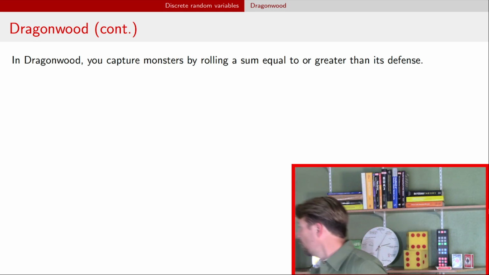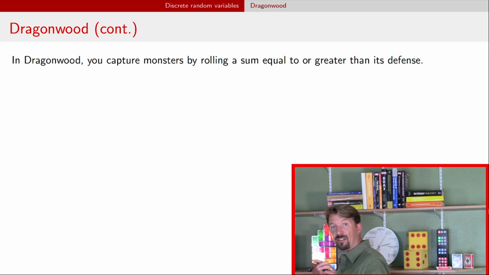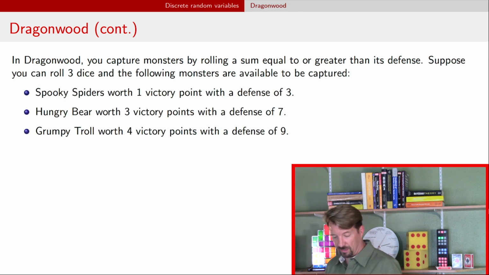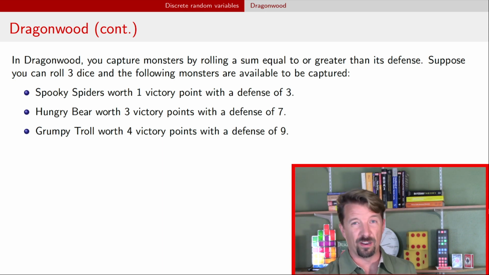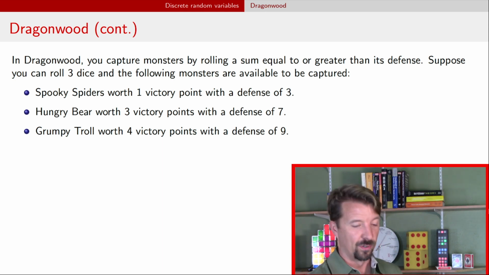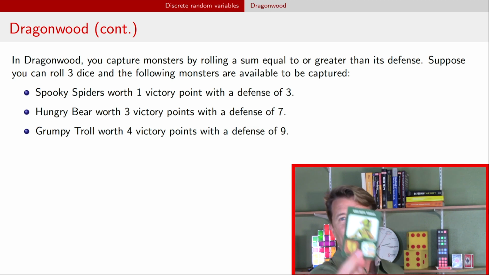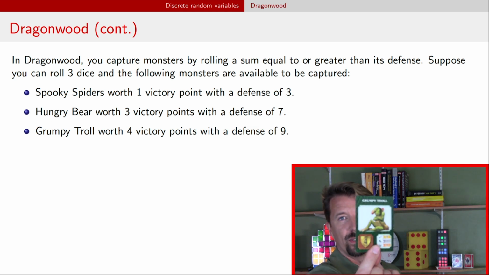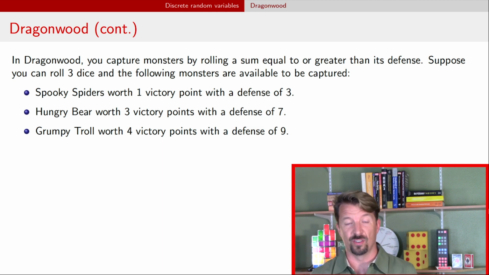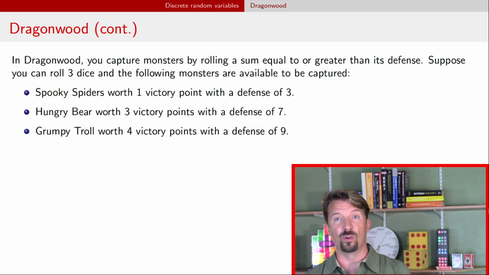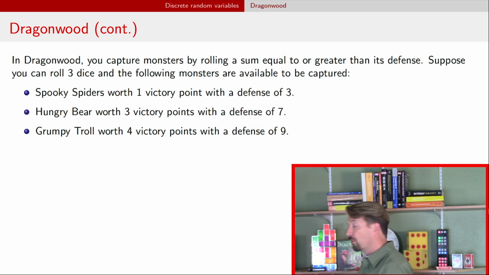So in this example on the slide, suppose that you have the option of hitting these 3 monsters. You have the possibility of hitting the spooky spiders for 1 victory point, or the hungry bear for 3 victory points, or the chance of getting the grumpy troll for 4 victory points. But the issue is that there's increasing defense on these creatures. The spooky spiders have 3, the hungry bear has 7, and the grumpy troll has 9. And for whatever reason, with the cards you played, you have 3 dice to roll.